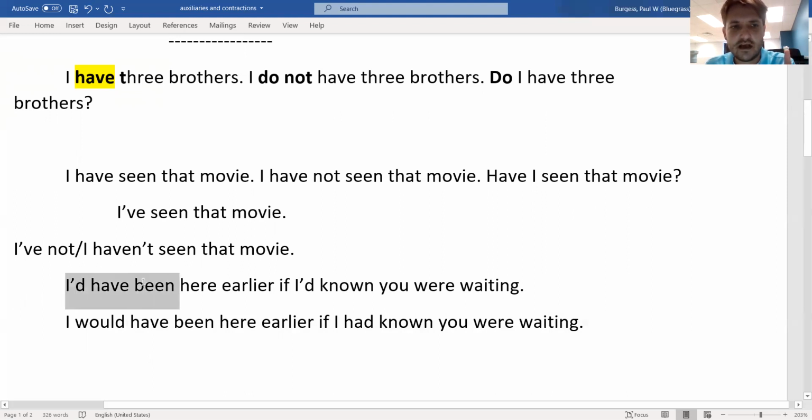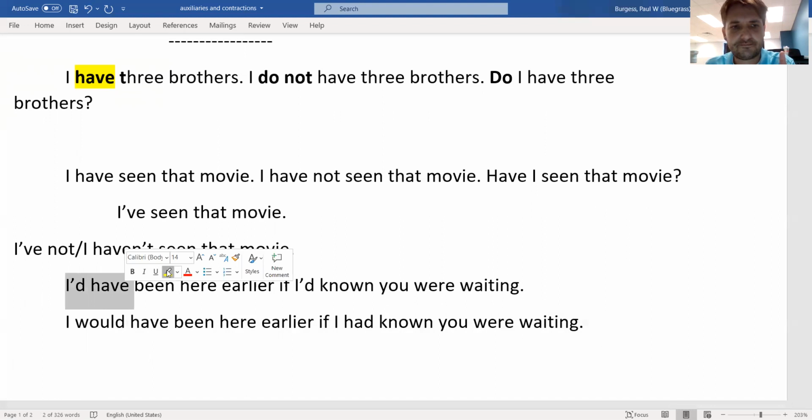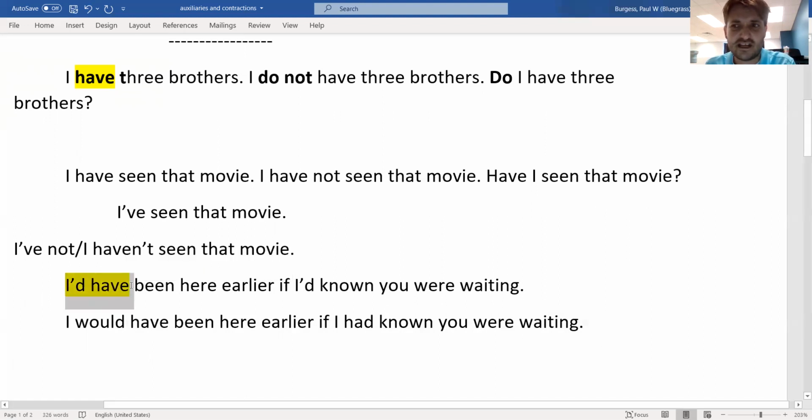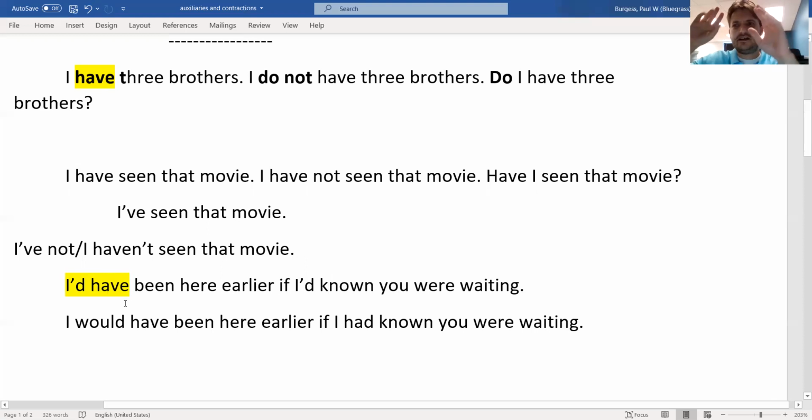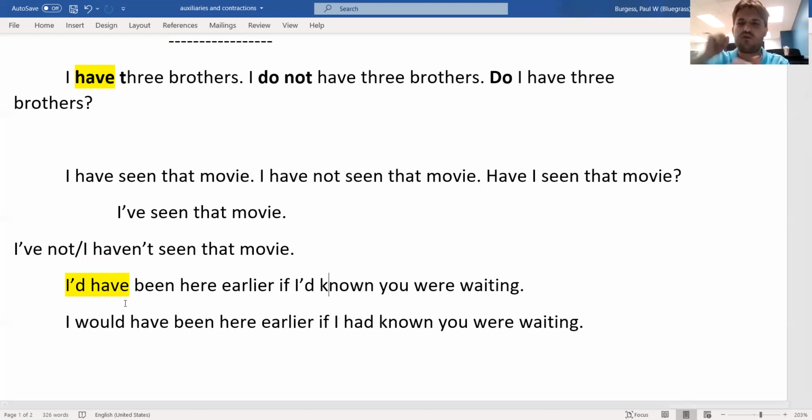Now notice, I'd have is auxiliary. The would and have are both auxiliary. That's why it's so clipped, so short. It's like I would have been here earlier. I'd have been here earlier if I'd known. So notice I'm not going to say I would have been here earlier if I had known. That rhythm would be very confusing to a native speaker because we would be taking the focus away from the primary verbs.